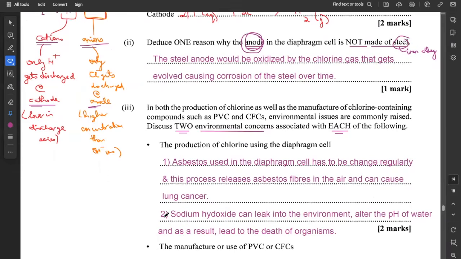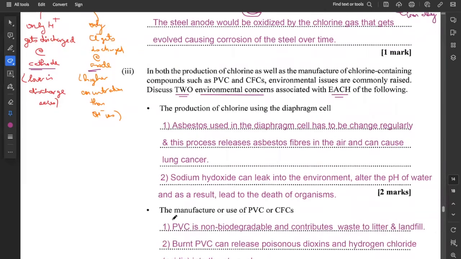And then secondly, sodium hydroxide is also a byproduct of the production of chlorine using diaphragm cells. And that sodium hydroxide can leak into the environment. It can then alter the pH of water, and as a result, it can lead to the death of organisms, okay? So that's an issue there as well. That concerns us regarding the environmental challenges that chlorine production using a diaphragm cell can cause, okay?